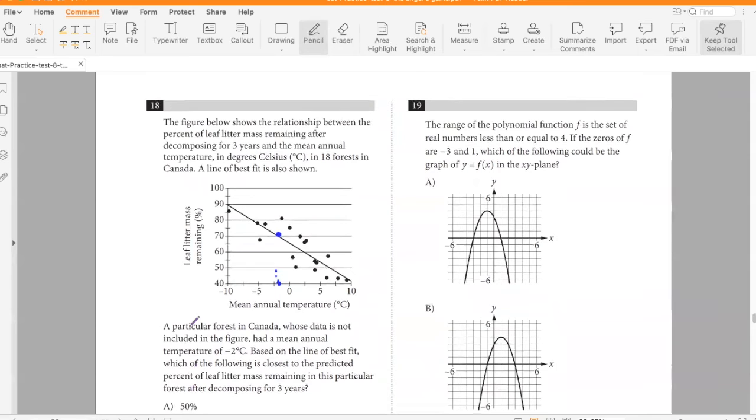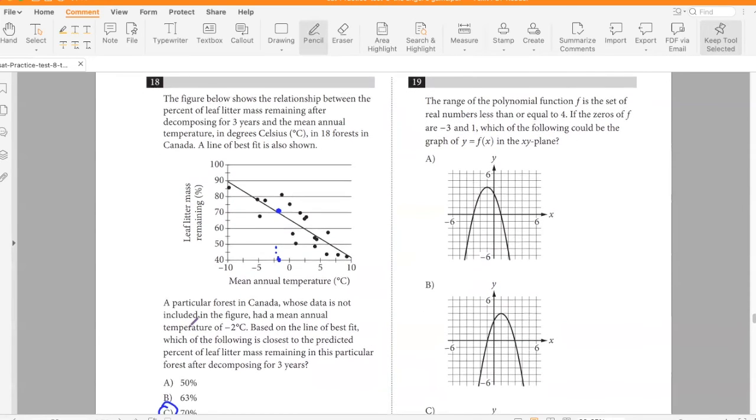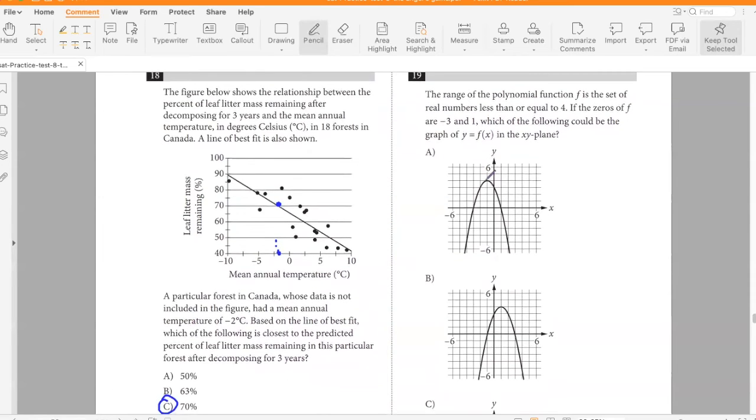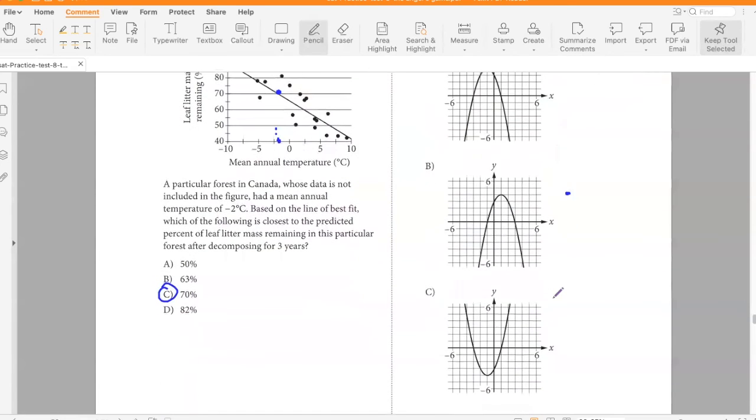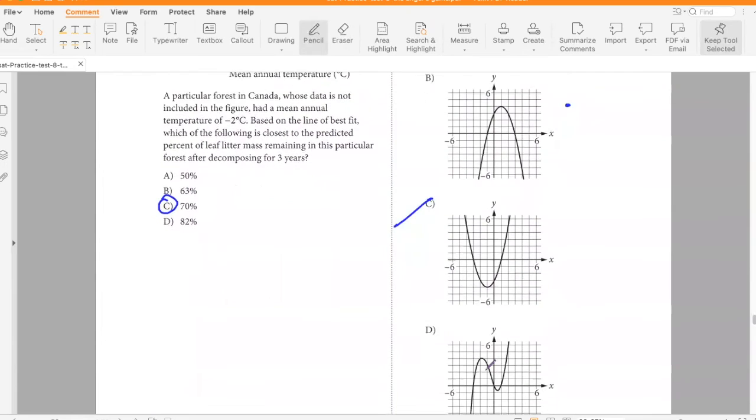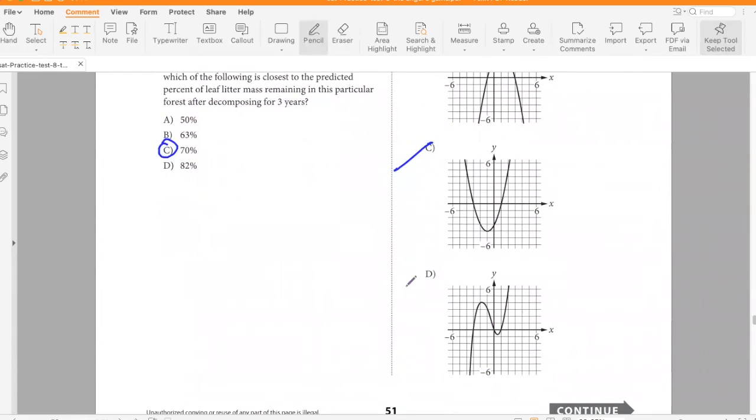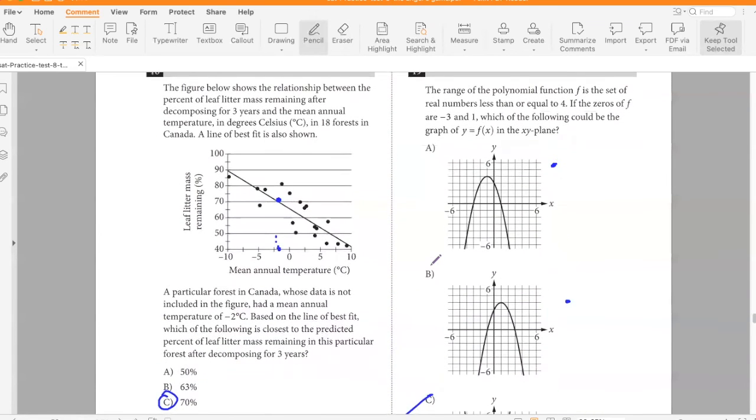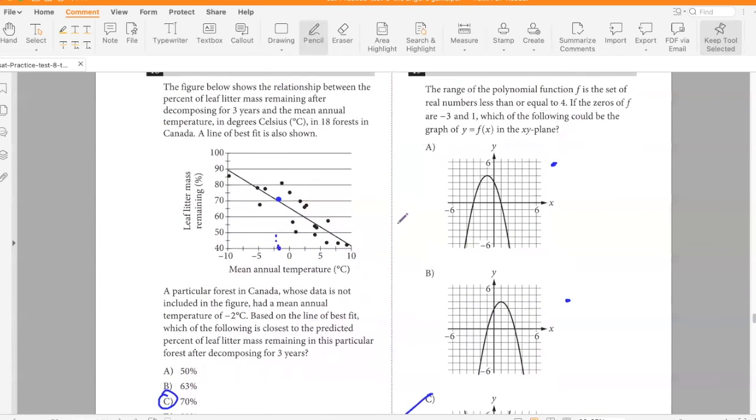The range of the polynomial function f is the set of real numbers less than or equal to 4. If the zeros of the function are -3 and 1, which of the following could be the graph of this? Okay, so the vertex is 0, 4. Here the vertex is 0, 4. No, this can't be it because here the minimum value is -4. And this can't be it also because here there's no minimum or maximum value. Okay, so less than or equal to 4 and -3 and 1. Yeah, so that would be -3 and 1. So A.